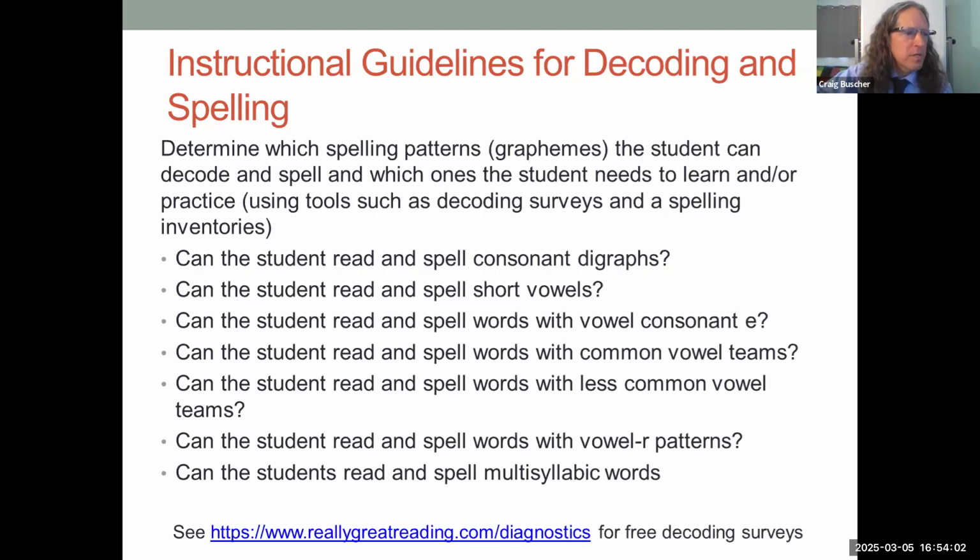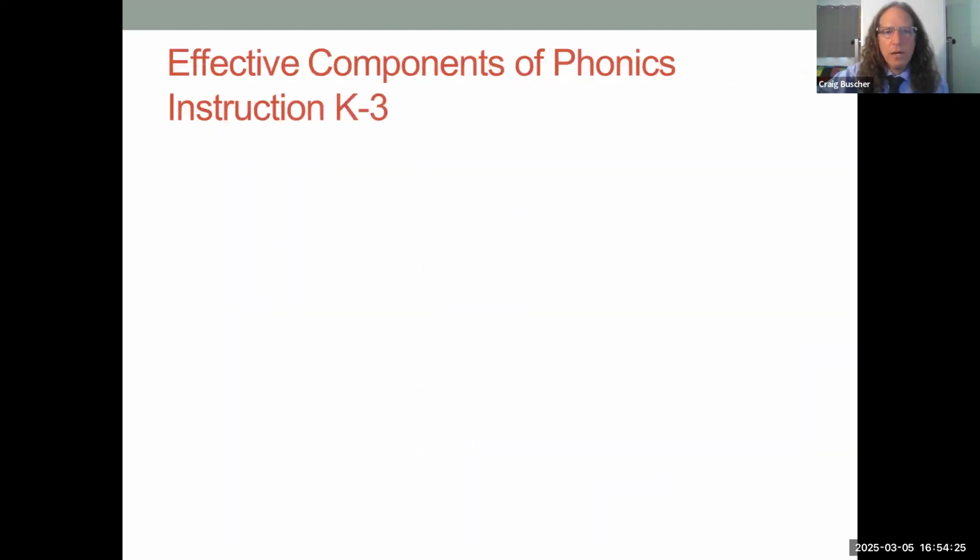So here's the, I forgot I had the website. ReallyGreatReading.com/diagnostics. We'll give you those 3 free decoding surveys. There's a pre-decoding survey if you work in preschool. There's a kindergarten survey. There's a first grade survey. And then there's just a generic one for second and third grade and up. So they have all your bases covered.